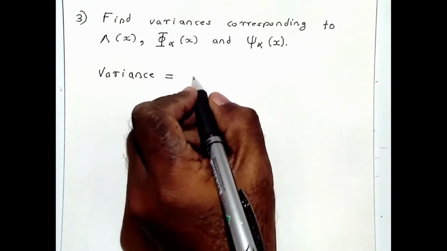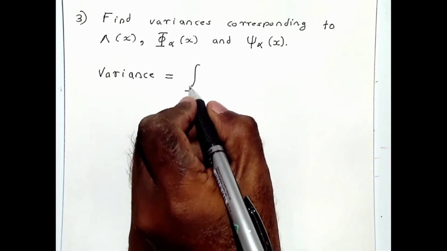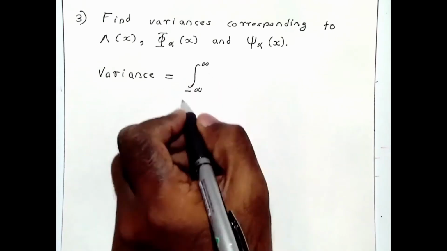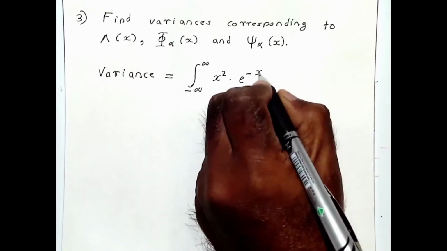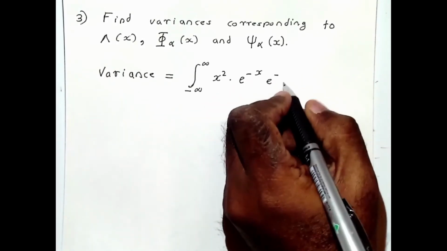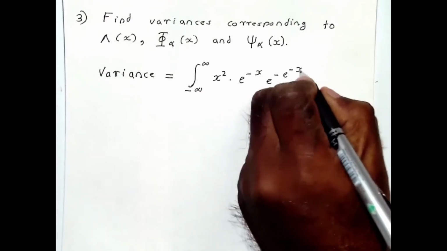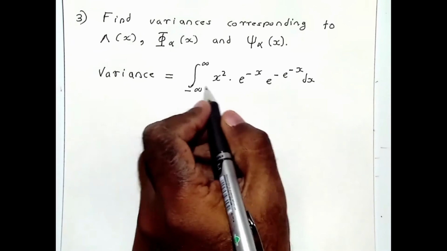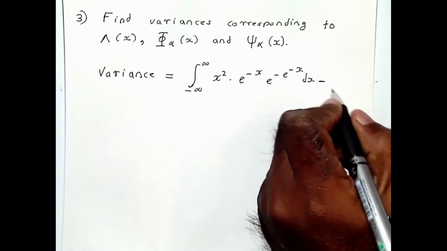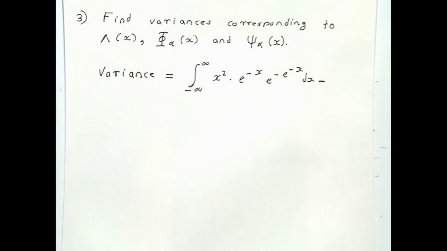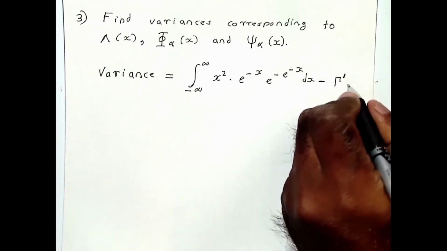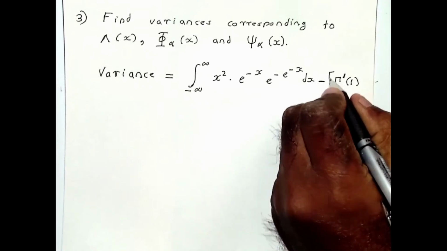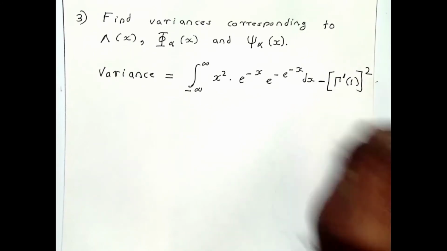you need to just simply integrate from minus to plus infinity of x squared times the density function, which is this. So this will give you the expectation of x squared. Then from this you will subtract the square of the mean, which you already got. You may recall it is equal to this. This is what we got for the mean. So you need to square this.